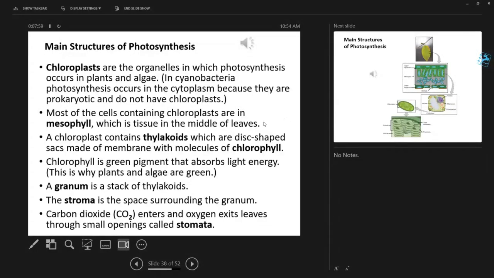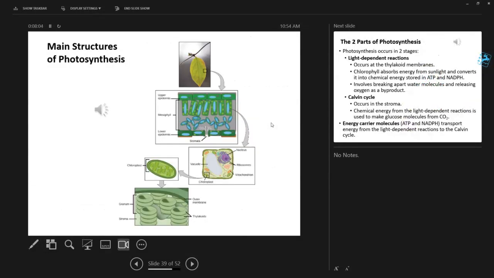Let's look at a picture to describe these other terms. So here's a leaf. The leaves are where most of the photosynthesis occurs. A leaf is broad and thin. It has a lot of surface area to absorb sunlight. But any part of the plant that's green can have photosynthesis going on.